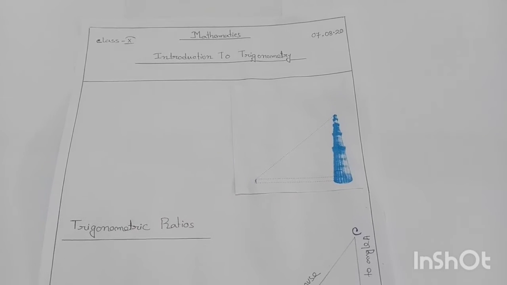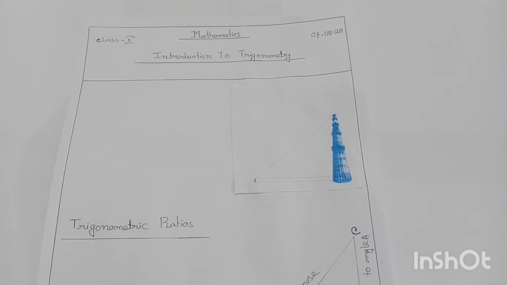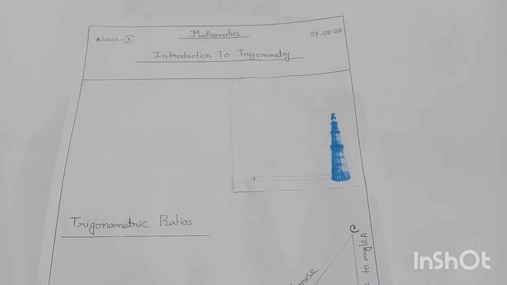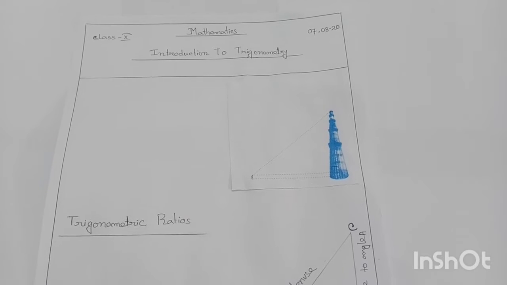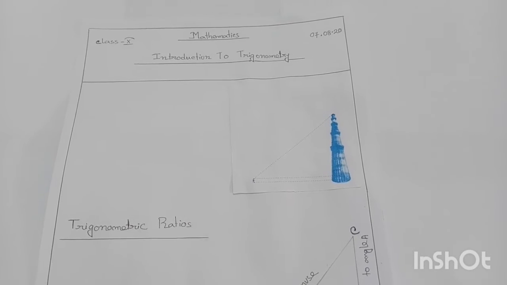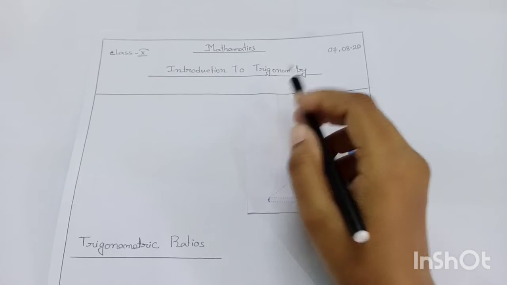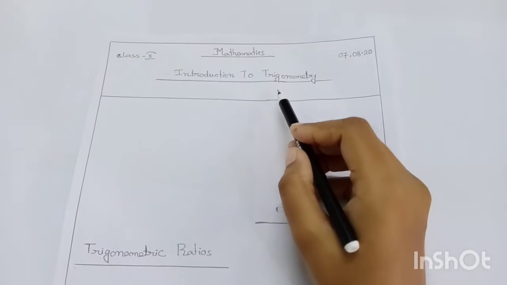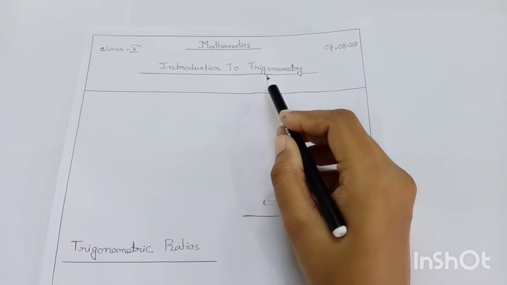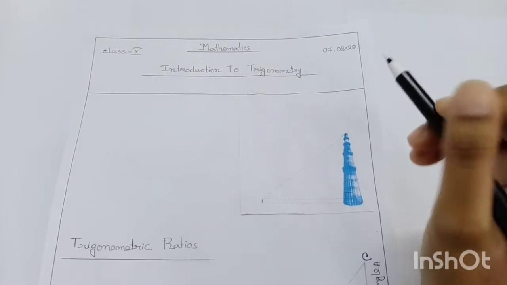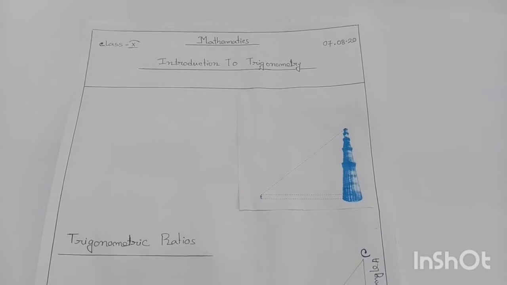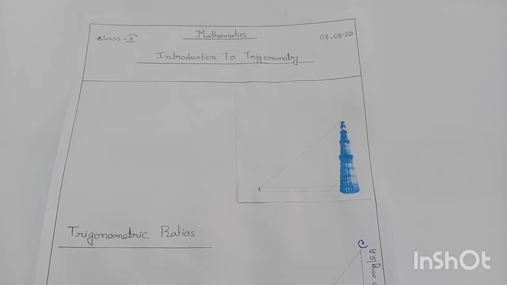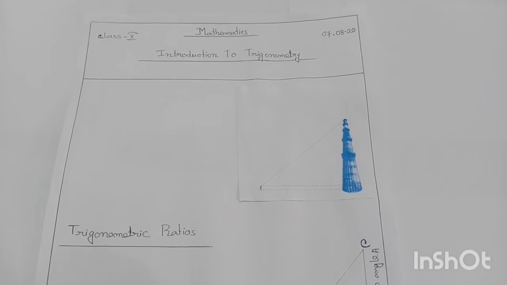In the situation given above, the distance or height can be found by some mathematical technique which comes under a branch of mathematics called trigonometry. Trigonometry is a Greek term. Here tri means three, gon means side, and metron means measure. So what is trigonometry? Trigonometry is the study of relationship between the sides and angles of a triangle.